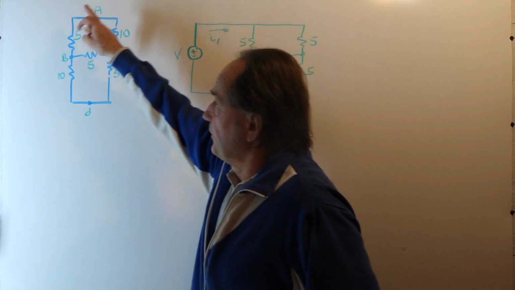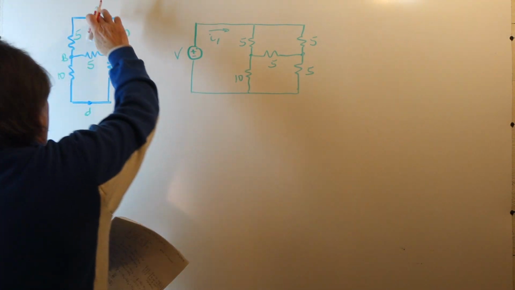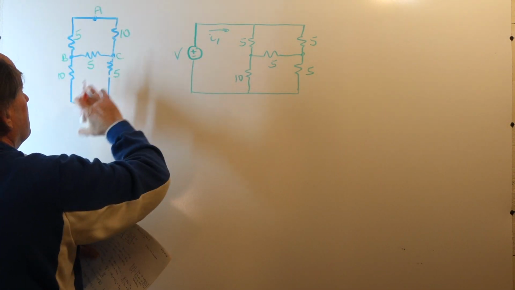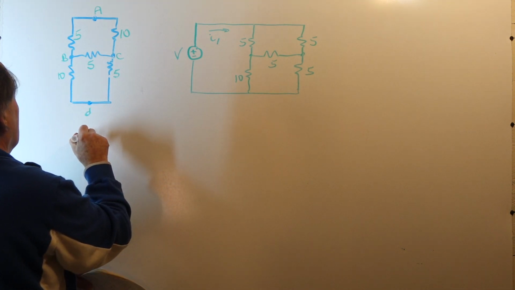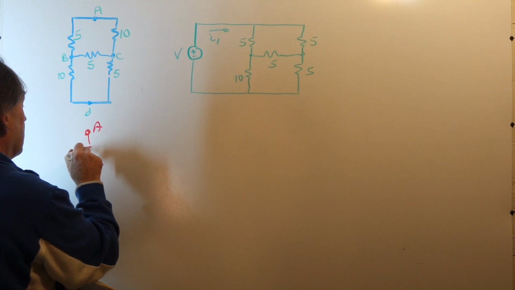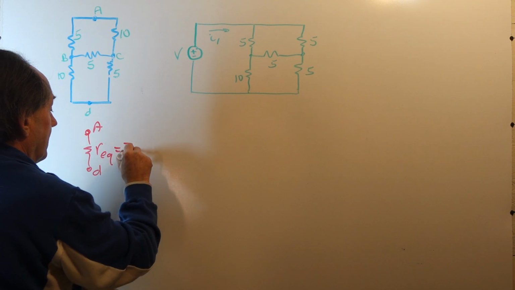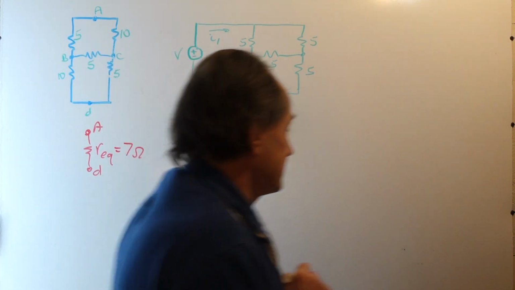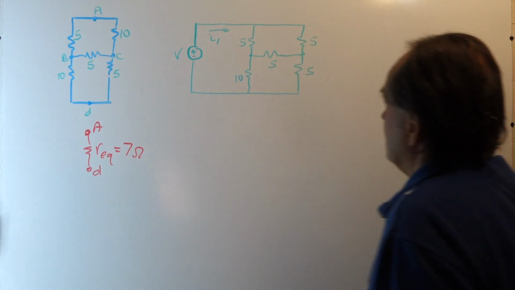Here is the original network, and we want to find the impedance, or the resistance in this case, the equivalent resistance between nodes A and D. So what we have here is node A and node D, and we want to find R equivalent. And from the Wye-Delta conversions, we determined that the equivalent resistance is 7 ohms.